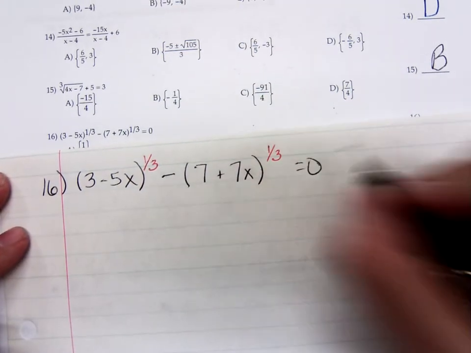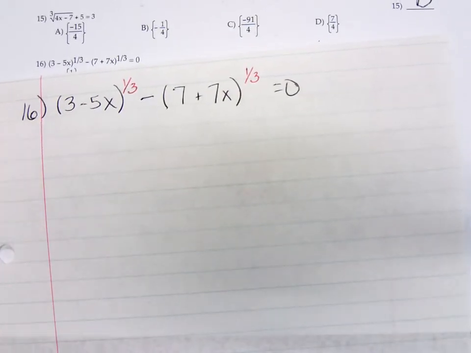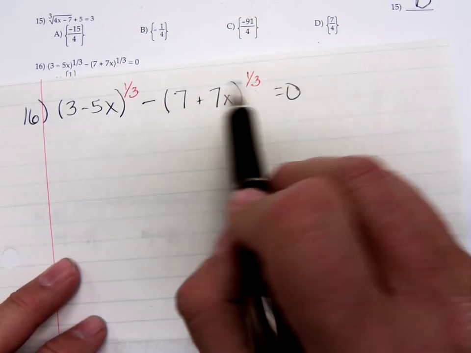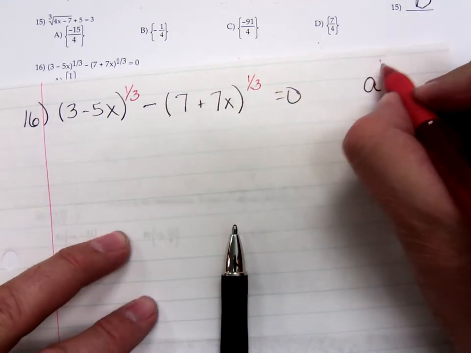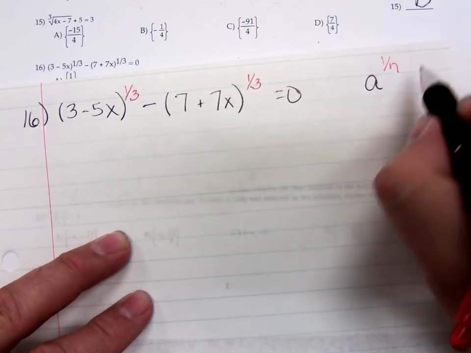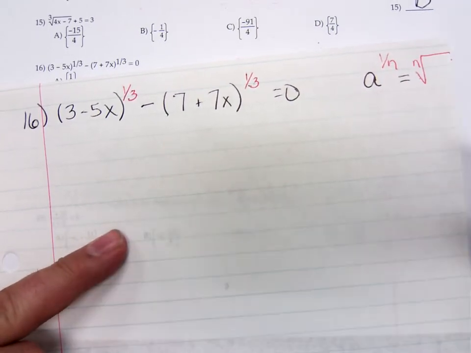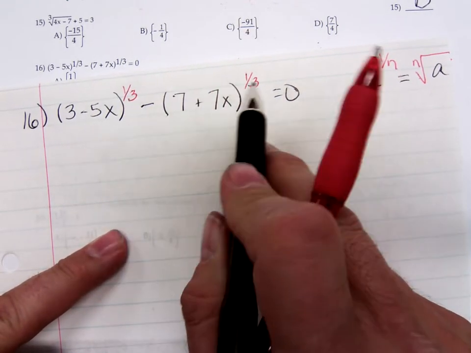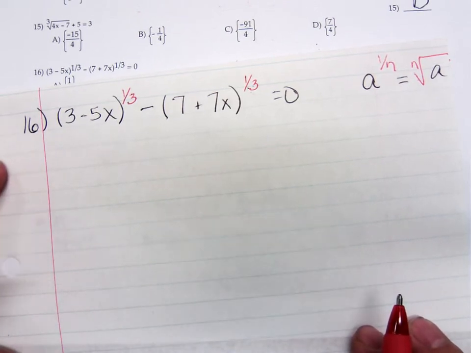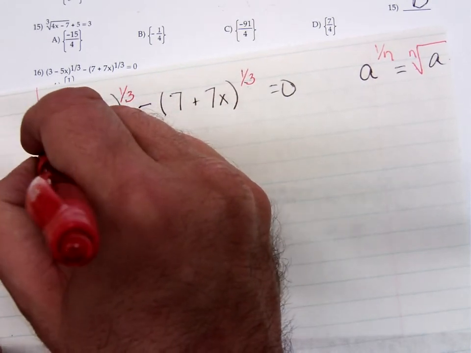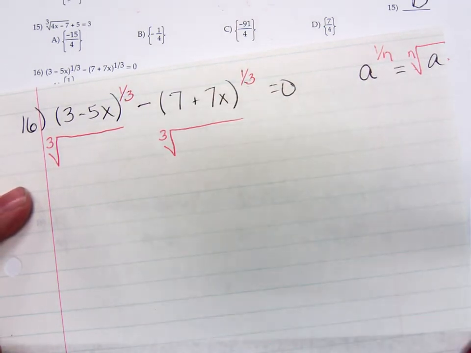Well, what we have to remember is what these fractional exponents mean. We said a 1 over n power is just another way of writing an nth root. So those 1/3 exponents are just cube root symbols. If it had been a 1/2 exponent, it would be a square root. A 1/4 exponent, a 4th root. So I'm going to write it with the red cube root symbols. And then I'll go through basically the same strategy that I used on the other one.